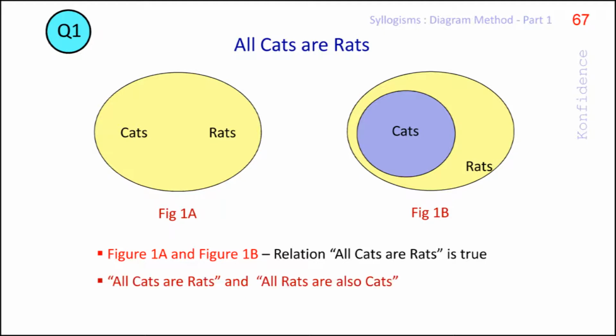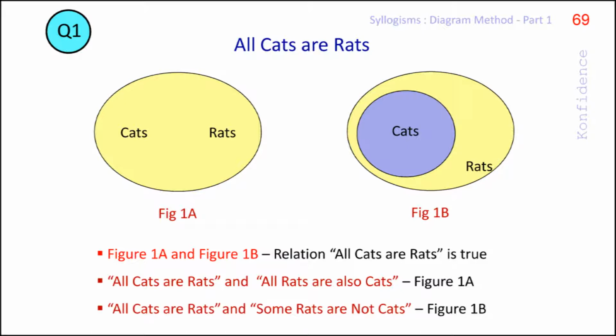If it was known that all cats are rats and further all rats are also cats, then we will be able to fix on figure 1a. Similarly, if we have to say for sure that the situation is as in figure 1b, we need to know that all cats are rats and some rats are not cats. If we have these two statements, figure 1a will not be correct and we can say that figure 1b is the only possible diagrammatic representation. However, with just one statement connecting cats and rats, namely, all cats are rats, we will not be able to say for sure whether figure 1a or figure 1b represents the actual scenario. Both are possibilities, and so we should consider both of them.